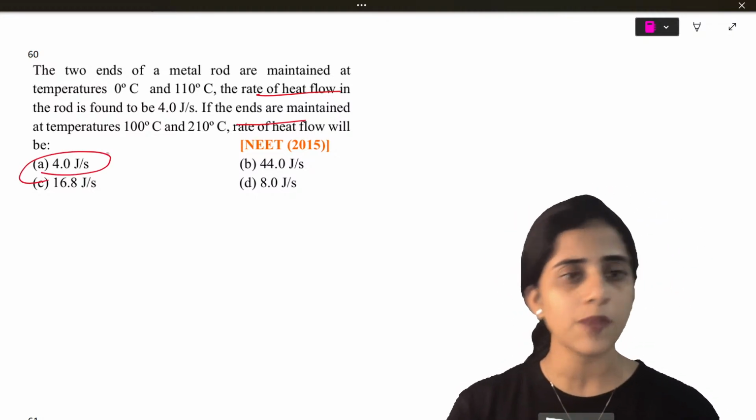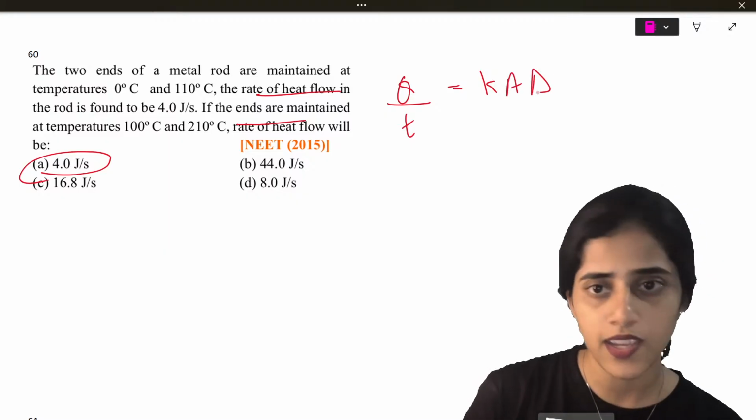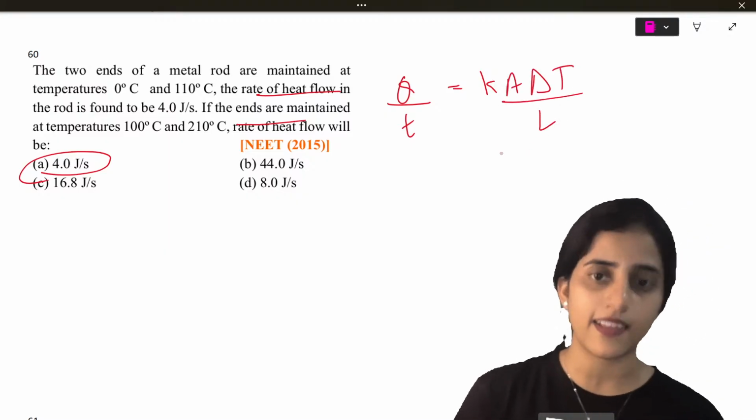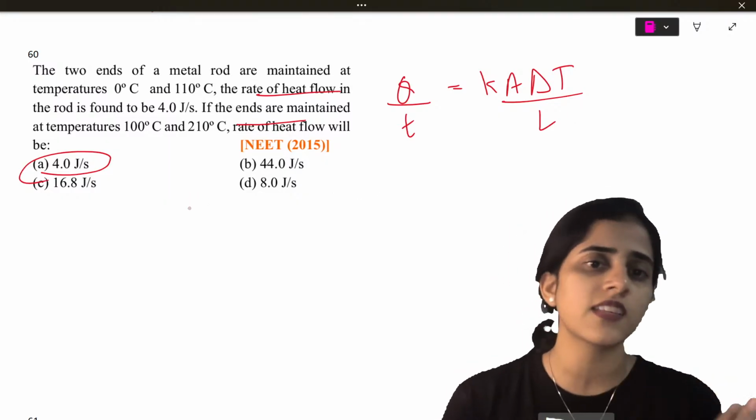You can do all the steps, but you don't have to. You can do all the steps just by using the formula Q by T is equal to K A delta T by L. You can just substitute and find out, but you don't have to because it's just the same.